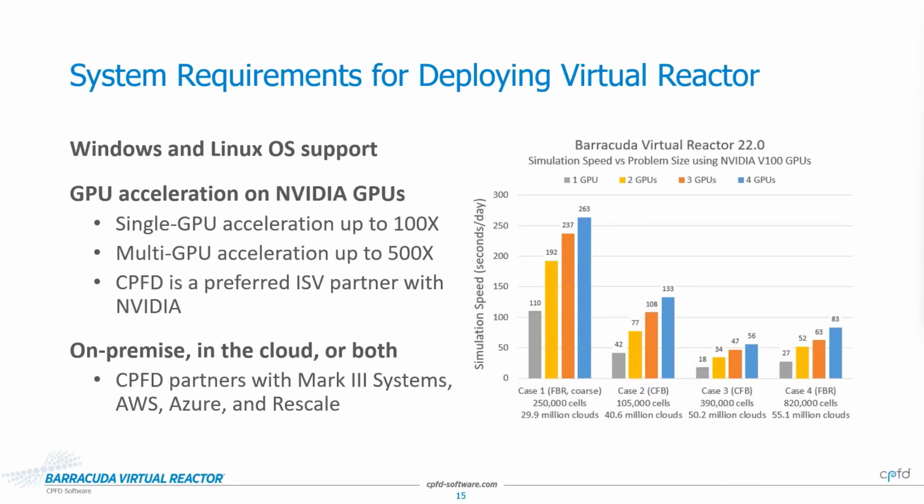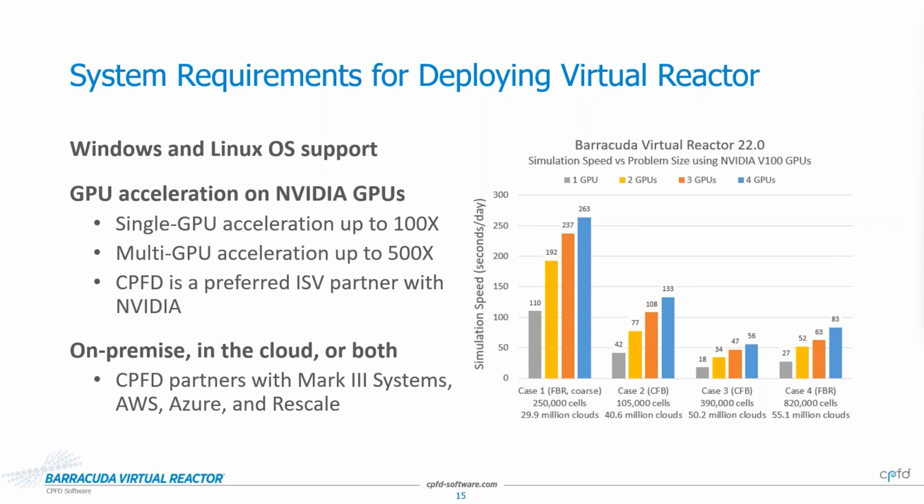CPFD develops Virtual Reactor to run on both the Windows and Linux operating systems. This allows engineers to use Virtual Reactor on systems ranging from Windows workstations sitting under their desks to high-performance Linux computing resources common in data centers. Barracuda supports the use of NVIDIA GPUs to perform highly parallel physics computations, which enables simulation speeds that rival the performance of expensive multi-node clusters. Compared with running Virtual Reactor in CPU serial mode, running with a single GPU on either Windows or Linux can give speedups of 100x or higher.